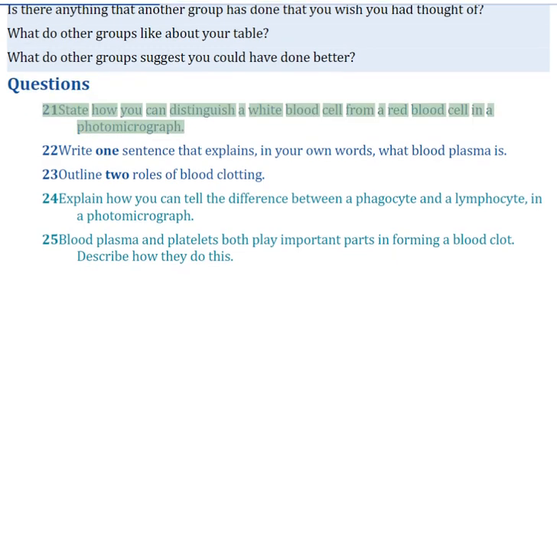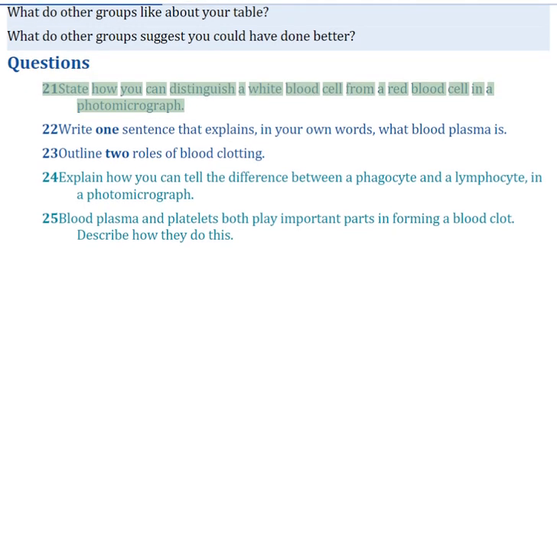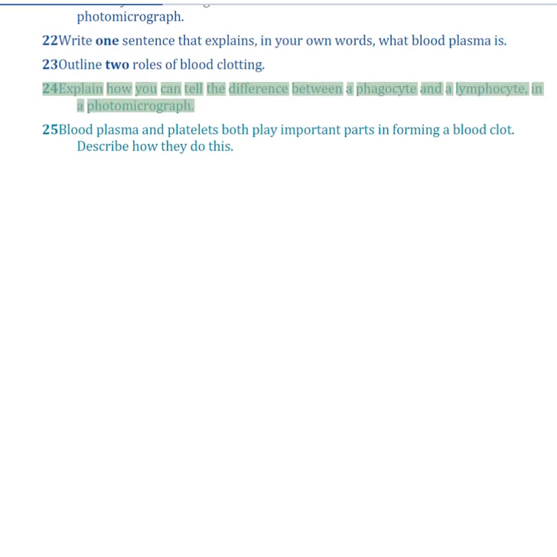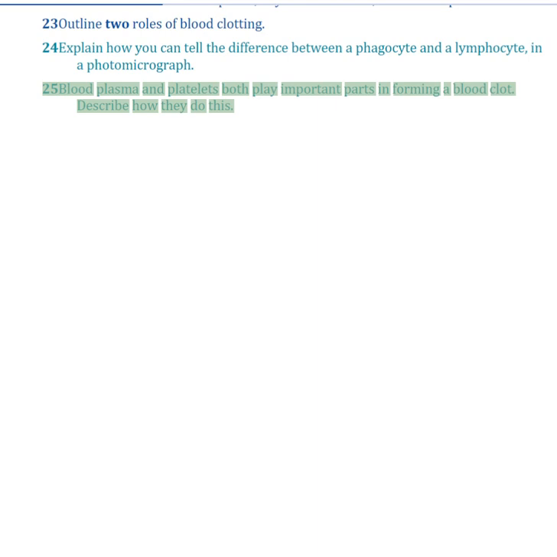Questions. 21. State how you can distinguish a white blood cell from a red blood cell in a photomicrograph. 22. Write one sentence that explains, in your own words, what blood plasma is. 23. Outline 2 roles of blood clotting. 24. Explain how you can tell the difference between a phagocyte and a lymphocyte in a photomicrograph. 25. Blood plasma and platelets both play important parts in forming a blood clot. Describe how they do this.